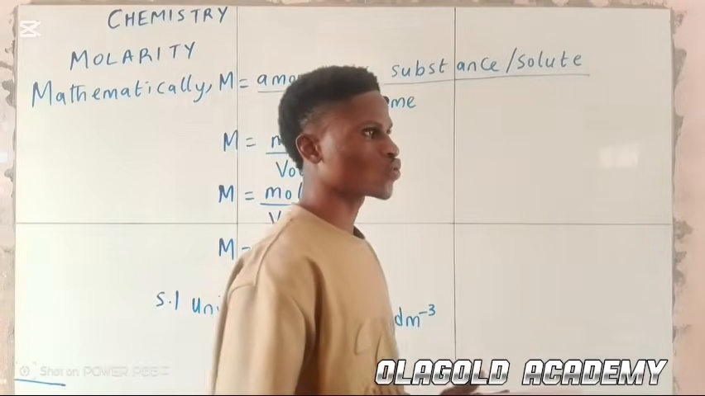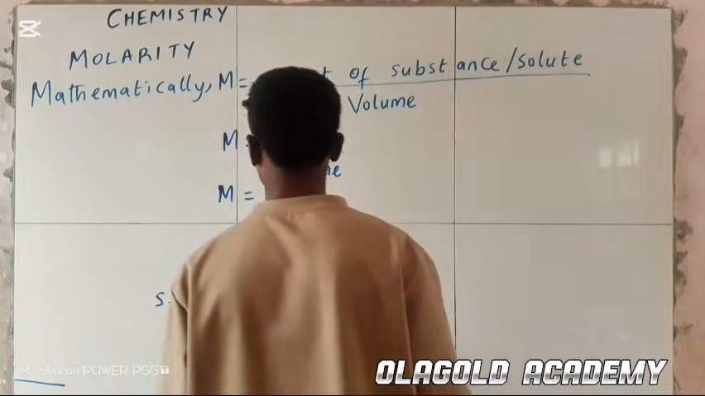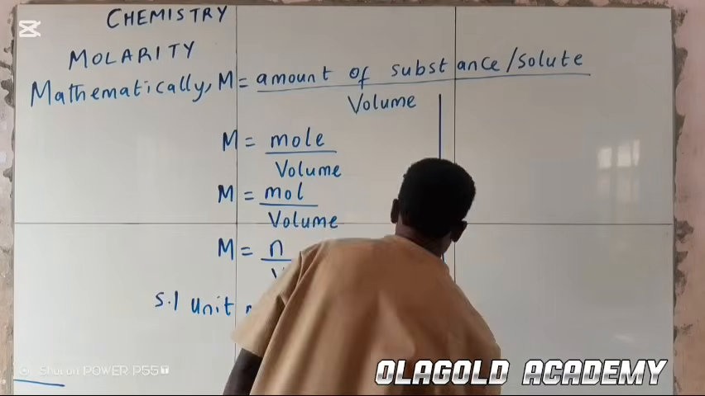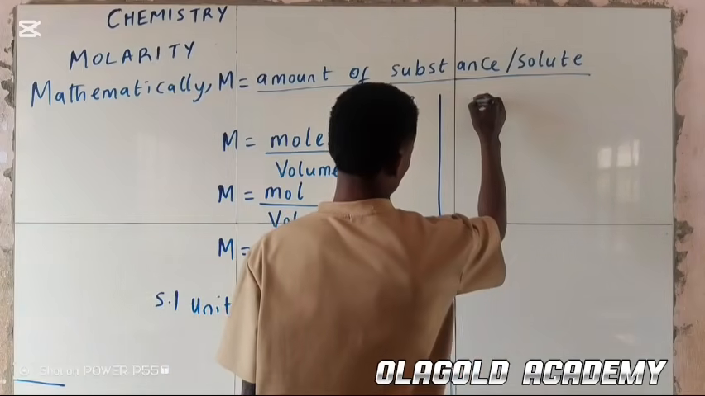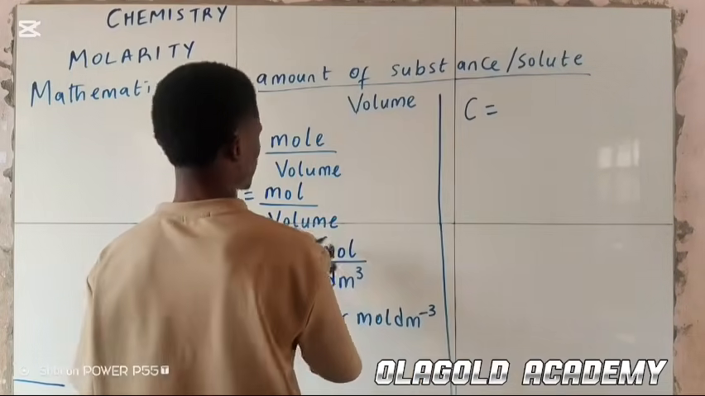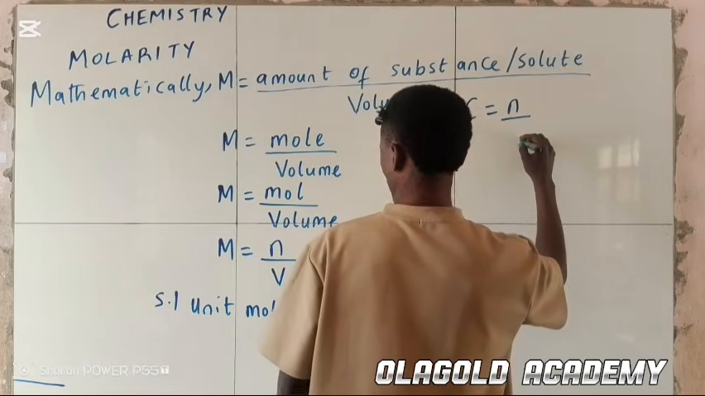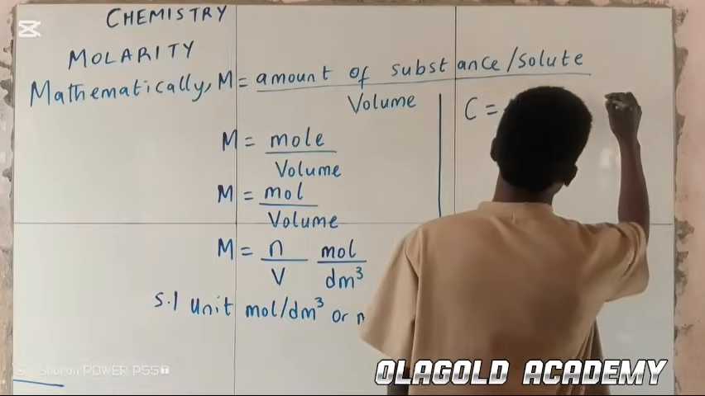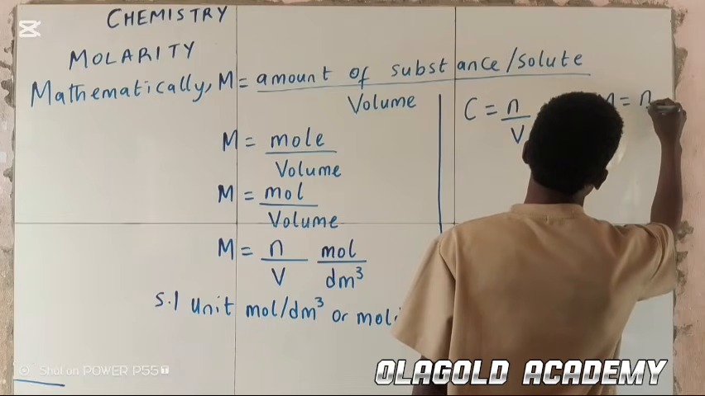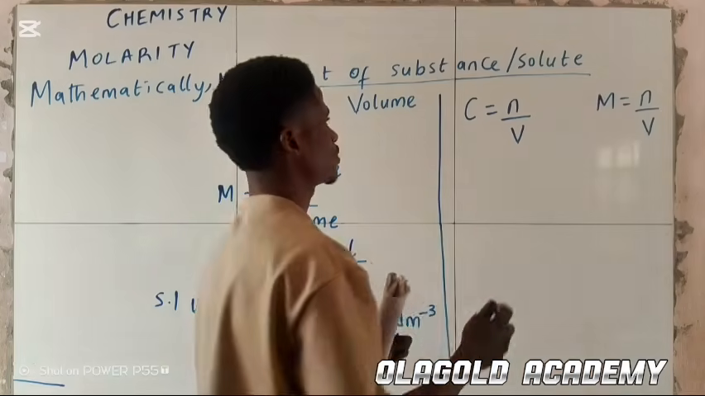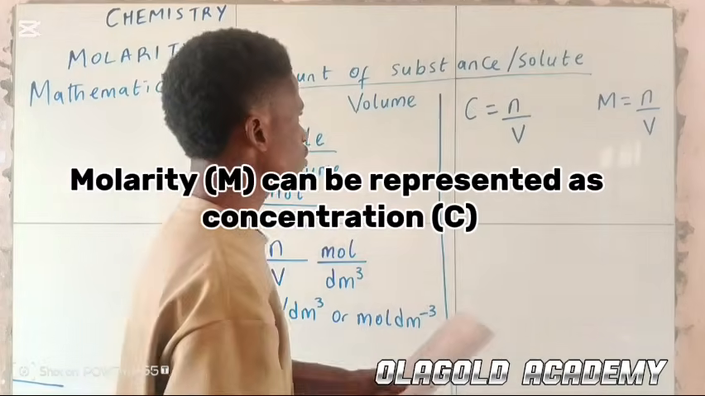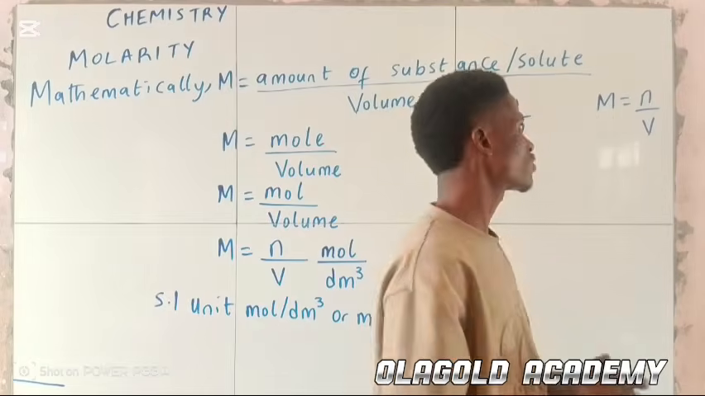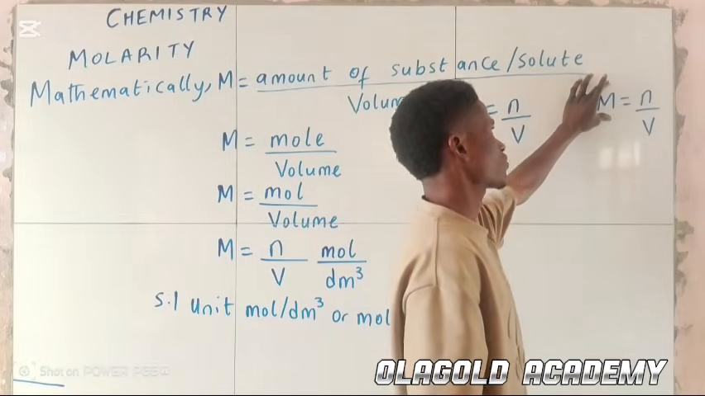And one other thing you take note of is that we can have concentration also. You can have concentration equal to n over V. You can also have molarity equal to n over V. So you can have either of these two. You can represent molarity with concentration, and you can also represent molarity with ordinary C.